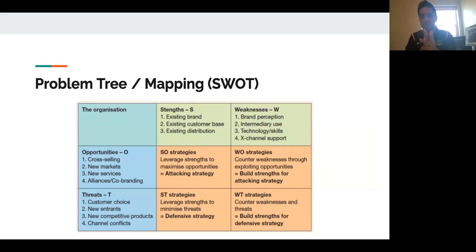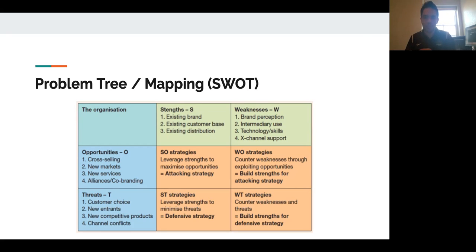And so in essence, when you want to combine a problem tree and SWOT analysis together, typically this is what it looks like in a 2x2 table. And so you have your strengths, which is again, existing brand, customer base, or distribution, or product. And then you have opportunities, which is on the left-hand side, or in the rows. So opportunities in the first row, threats in the third row, and then strengths and weaknesses in the second and third column.